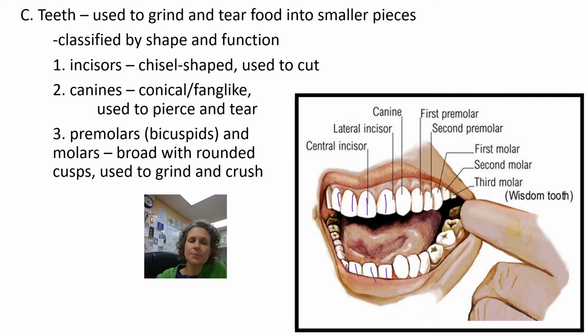The canines, which are your pointy teeth. So here's one, and they kind of hid the one over here, but here's the other one. They are more fang-like. They're more cone-shaped. They are used to pierce and tear.